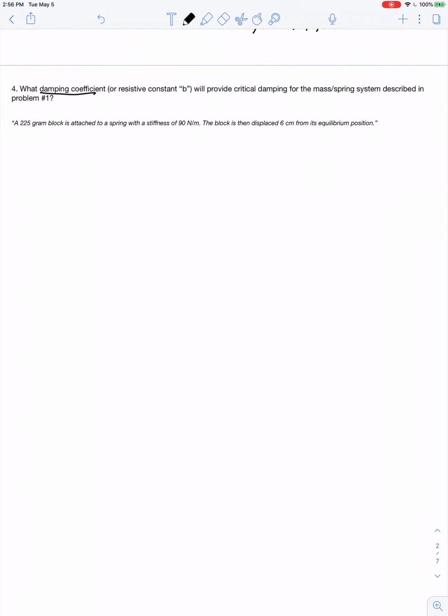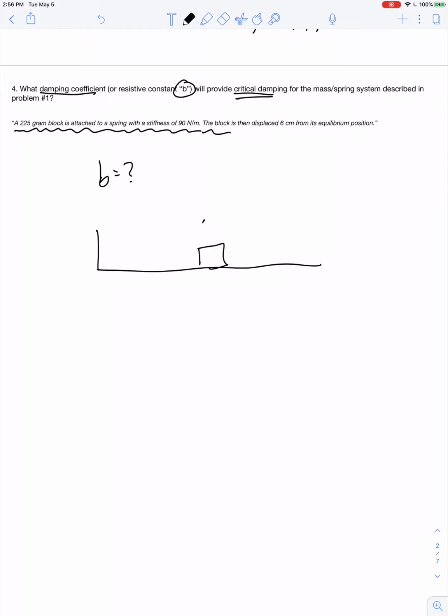What damping coefficient, what value of B would provide critical damping for the case of the mass spring system that was proposed in problem number 1? So I've recopied problem number 1: 0.225 kilograms connected to a spring with a stiffness of 90 newtons per meter.